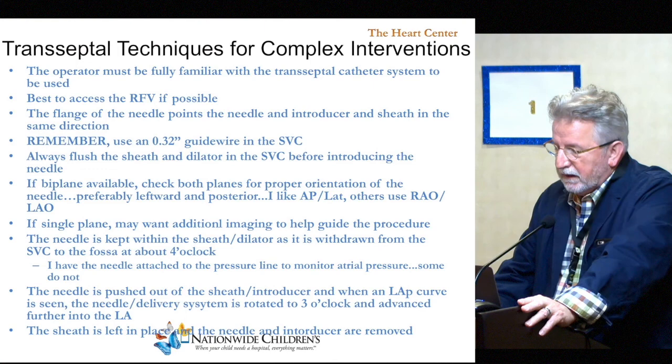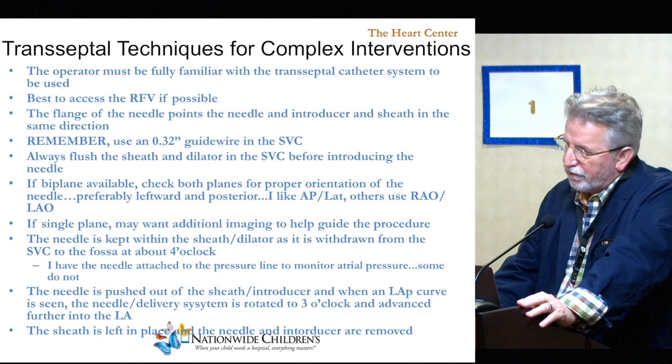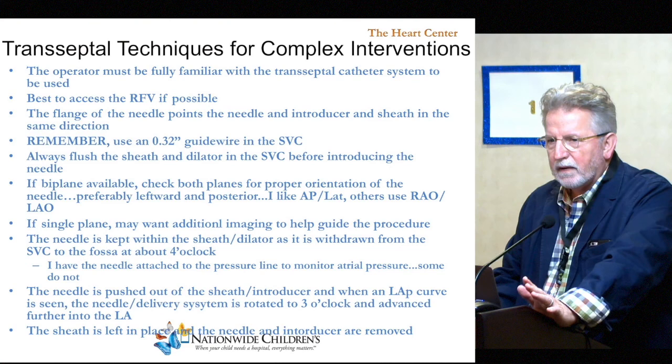The reason we hooked it up to the pressure is, as soon as we saw the pressure, we stopped with the needle, and you could tag as well. And again, you all have done transseptal, so once you're through, you just don't advance everything over the needle. You've got to advance everything. That's why you turn it to 3 o'clock, so you have more room in the left atrium. And then, of course, the sheath is left in place and the introducer removed.